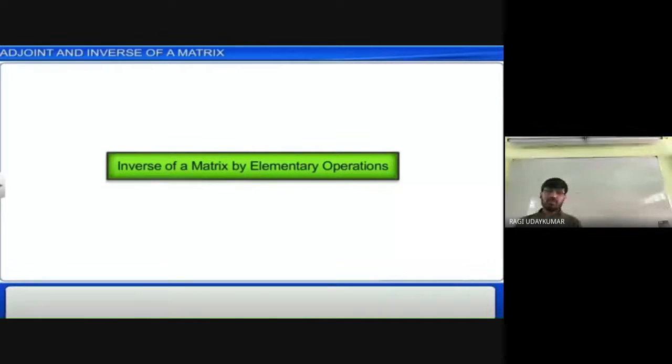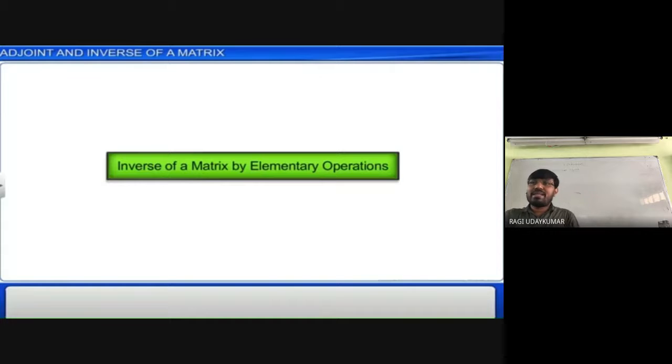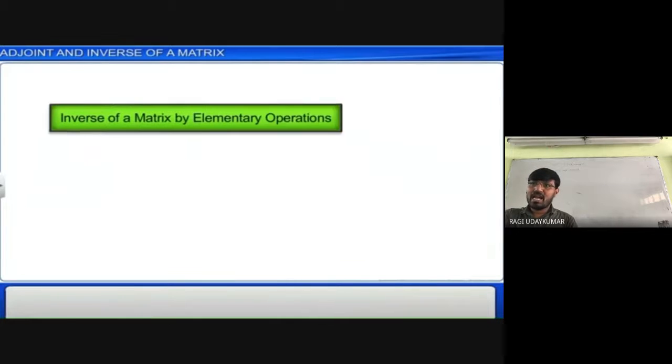So we are going to learn in today's class the adjoint of a matrix, and with the help of the adjoint, how do we find the inverse of the matrix? These are the things we are going to learn. But the inverse of a matrix by elementary operations we have learned previously, isn't it? Either row transformations or column transformations.